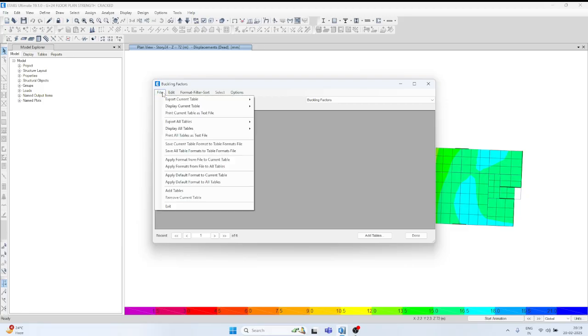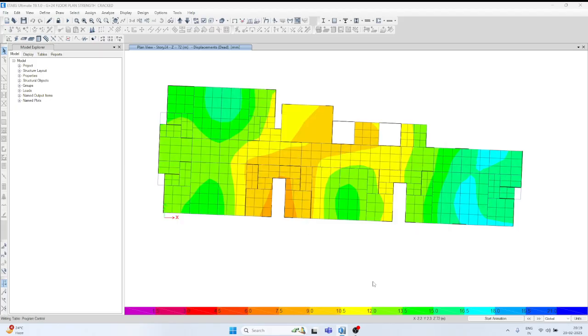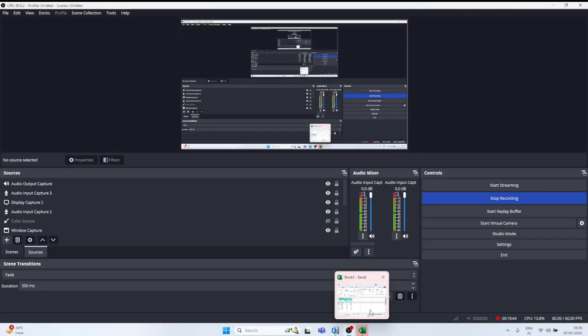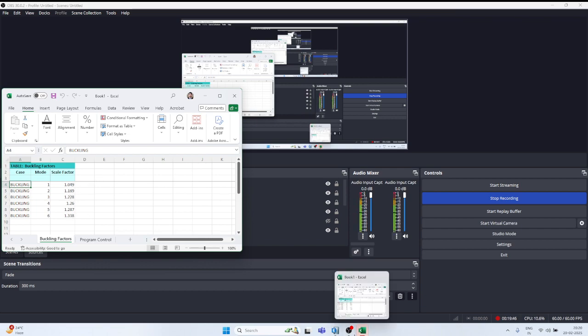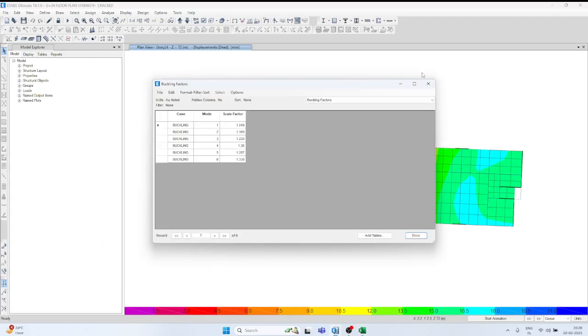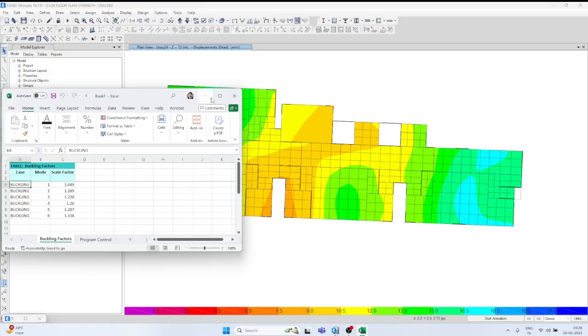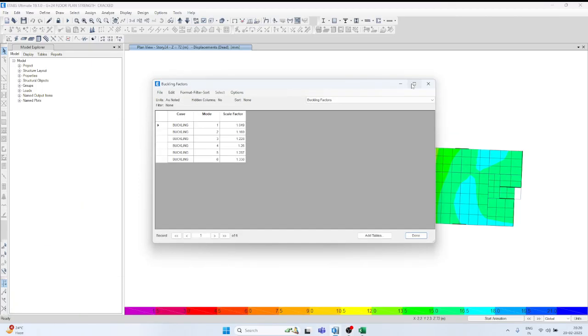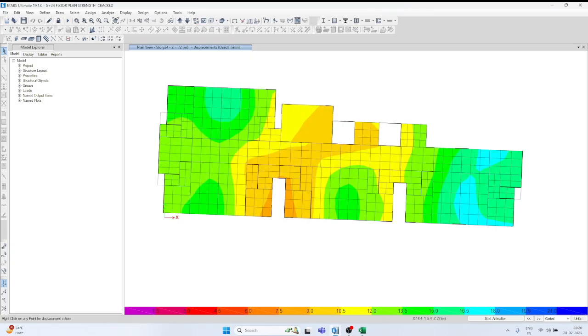So just go to File, go to Export Current Table, and export to Excel. It will automatically export. See, it's already exported. Just remember this value.